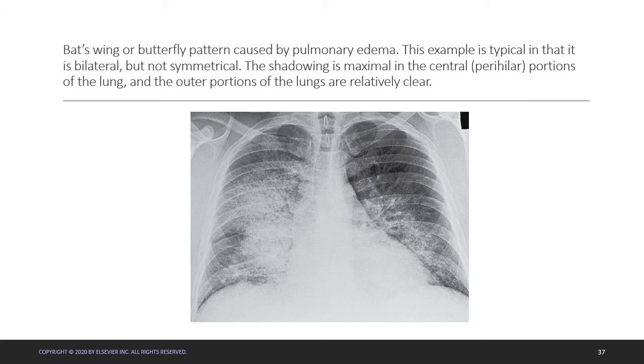Here you can see a bat wings or butterfly pattern that is typical in pulmonary edema. This example is very typical in that it is bilateral but not symmetrical. The shadowing is maximal in the central or perihilar portions of the lung, and the outer portions of the lung are relatively clear, causing that bat wing pattern.